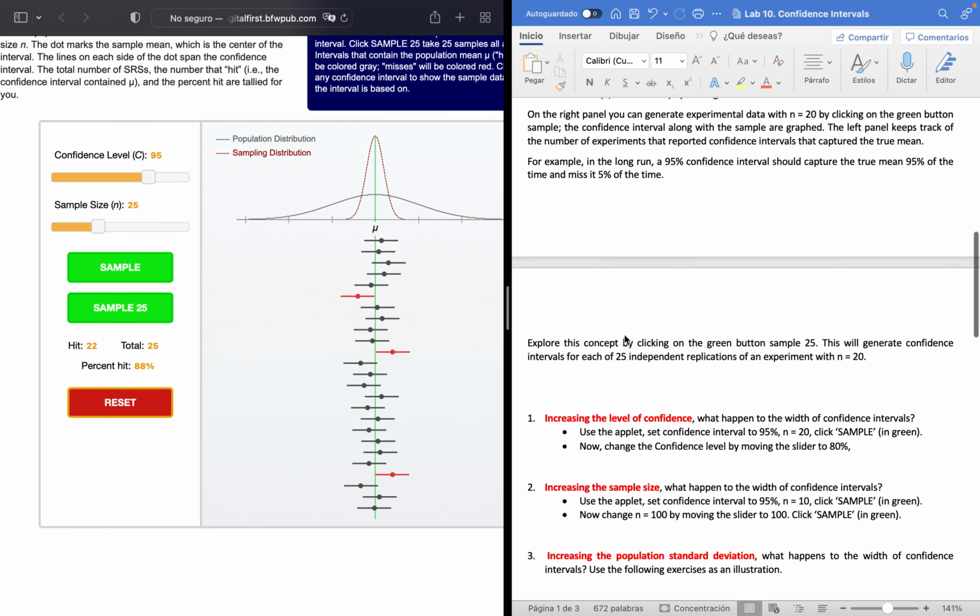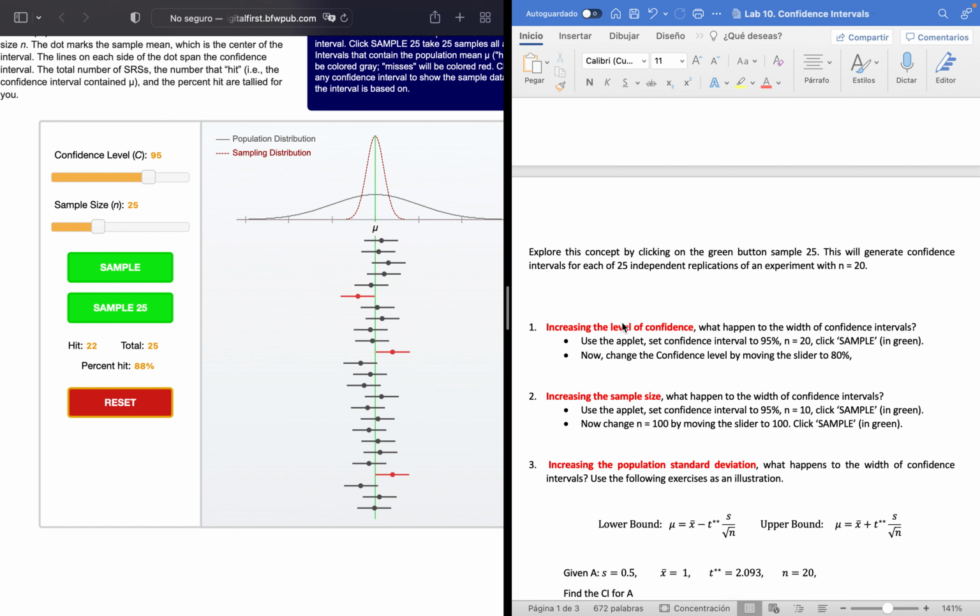Let's start with the activity. Explore this concept by clicking on the green button, sample 25. This will generate a confidence interval for each of 25 independent replications of an experiment with n equal to 20. So I just did it here. Now, increasing the level of confidence, what happens to the width of confidence intervals? Use the applet. Set the confidence level to 95%, n equal to 20, and click sample. We already did it.